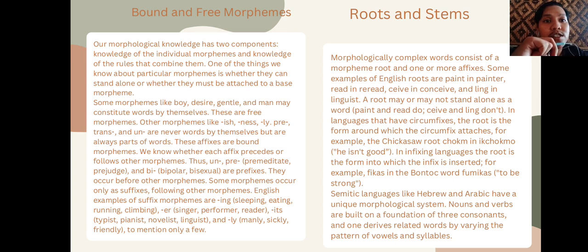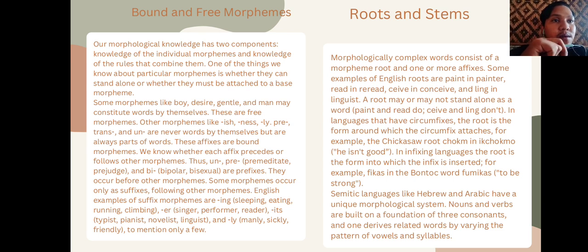We know whether each affix precedes or follows other morphemes. Thus un, premeditate, prejudge, and bipolar, bisexual are prefixes. They occur before other morphemes. Some morphemes occur only as suffixes, following other morphemes. English examples of suffix morphemes are ing in sleeping, eating, running, climbing; er in singer, performer, reader; ist in typist, pianist, novelist, linguist; and ly in manly, sickly, friendly, to mention only a few.